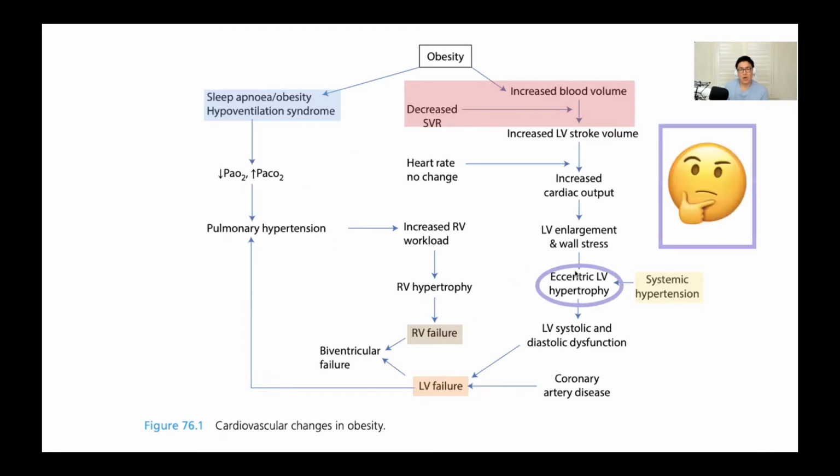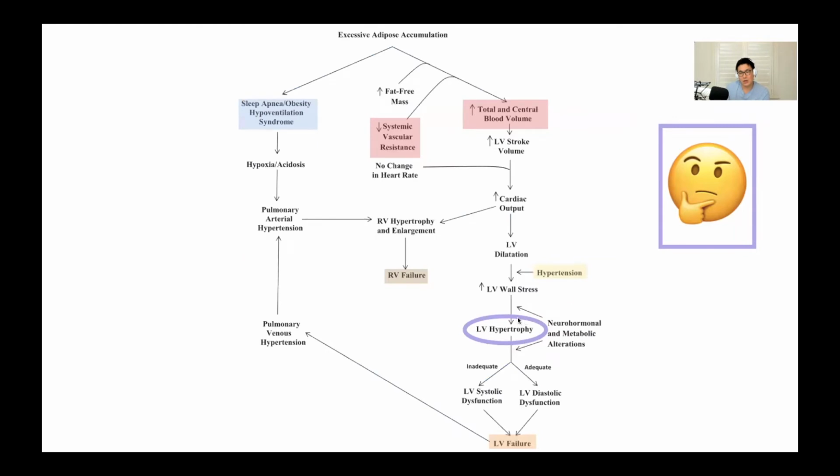Now, in Power and Cam, they have eccentric left ventricular hypertrophy here. Whereas if you actually look at the previous flow diagrams from the original articles, they only have left ventricular hypertrophy.